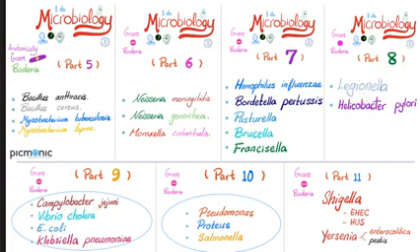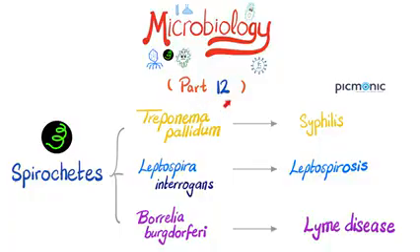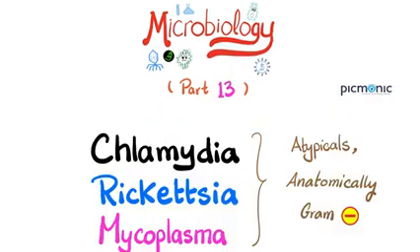For Campylobacter jejuni, Vibrio cholerae, E. coli, and Klebsiella, watch part 9. For Pseudomonas, Proteus, Salmonella, part 10. For Shigella and Yersinia, part 11. In part 12, we talked about the spirochetes, Treponema pallidum, which causes syphilis, Leptospira interrogans, which causes leptospirosis, Borrelia burgdorferi, which causes Lyme disease. In part 13, we talked about atypical organisms.